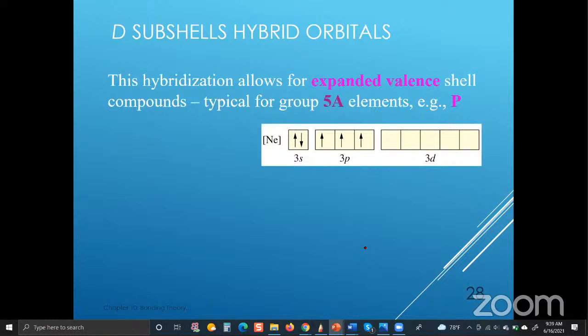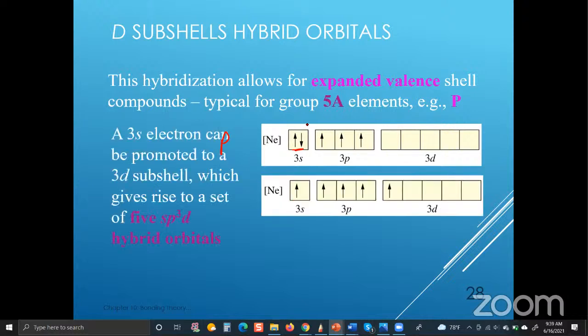Then you have some further hybridization that can take place where d orbitals are involved. Now, this would happen when it comes to elements in the 3rd period and below or beyond. And this one here is for phosphorus. What you're looking at here is the electronic configuration for phosphorus. And you'll notice you have paired electrons in the 3s orbital. The 3p orbitals would be singly occupied. And you have the d orbitals here, which are close by in terms of energy.